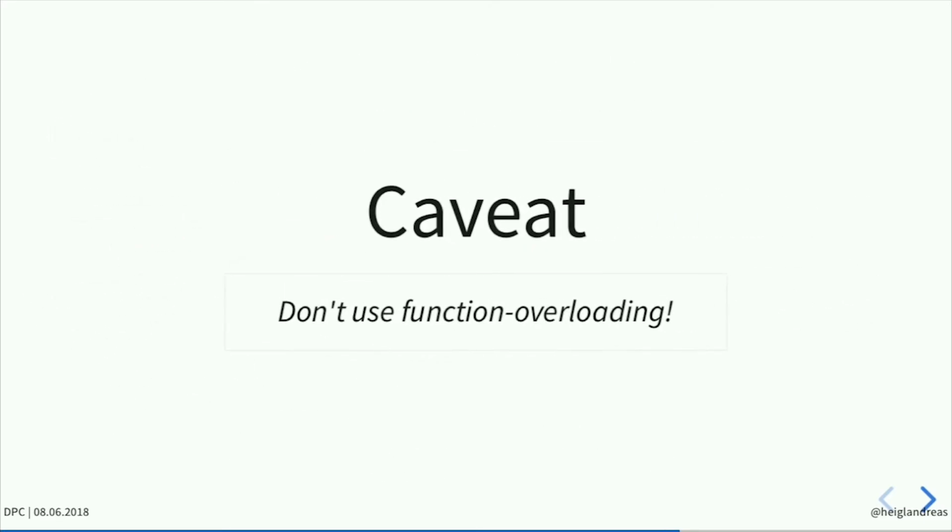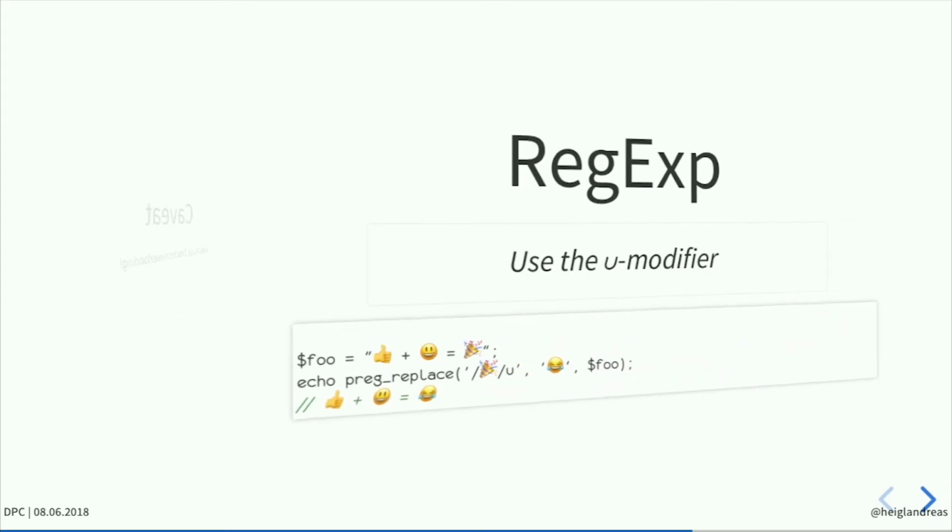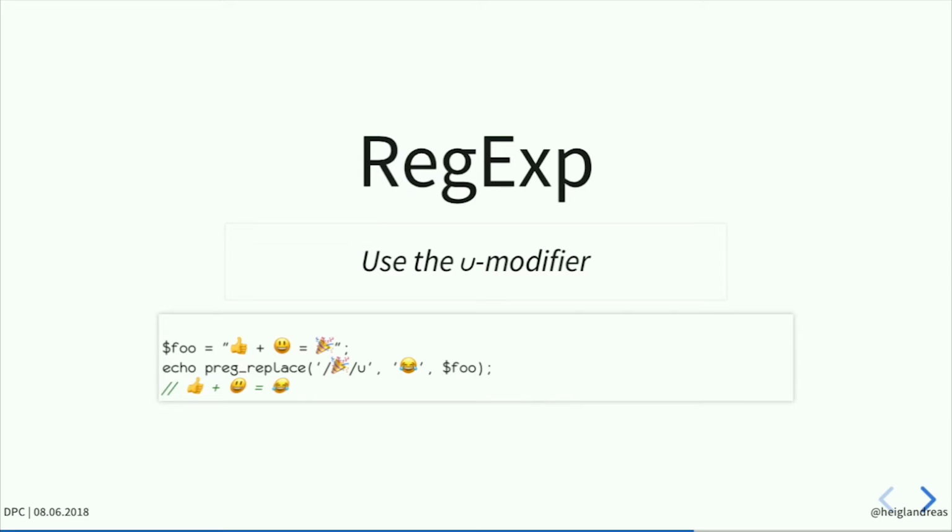So, who knows what function overloading is? Don't use it for the string functions. For all those that don't know what function overloading is, don't dig deep into it. In regex, you can use the U modifier. The U modifier is not only necessary if you have an emoji or a UTF-8 character, a Unicode character within your regular expression. It's also relevant if you have something within your string as well. So you should always use the U functionality within the regex.